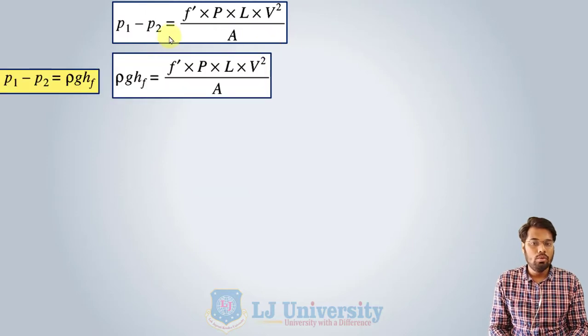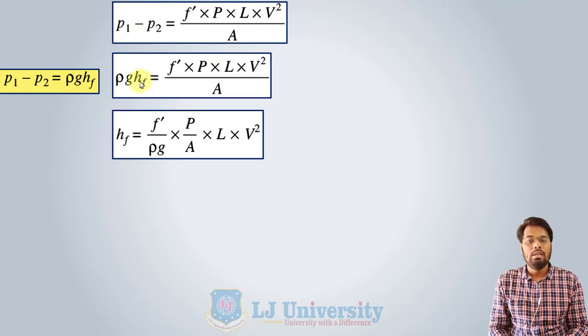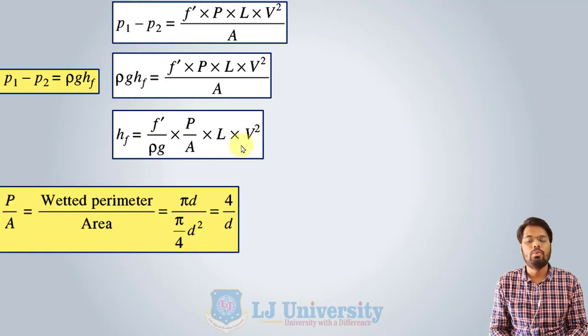Now we know that P1 minus P2 is equal to rho g hf from the previous slide. We can replace P1 minus P2 by rho g hf, so instead of P1 minus P2 we write rho g hf, and the remaining term stays as it is. Now simplifying this equation, dividing by rho g, we get f dash by rho g into P by A into L into V square. Now this is perimeter divided by area.